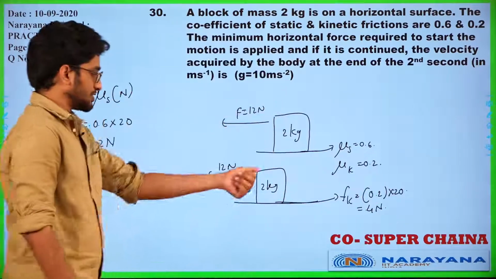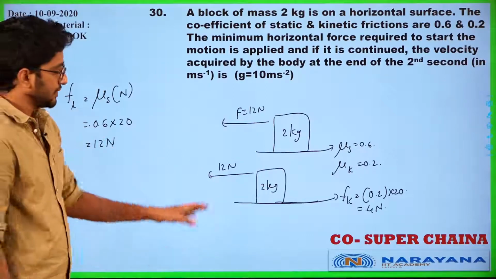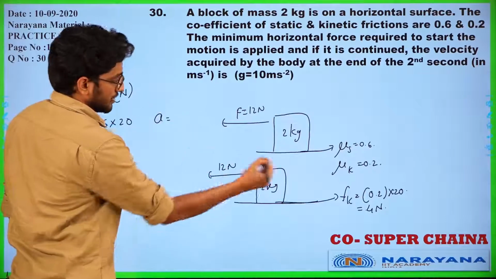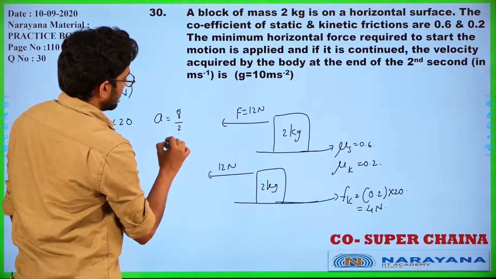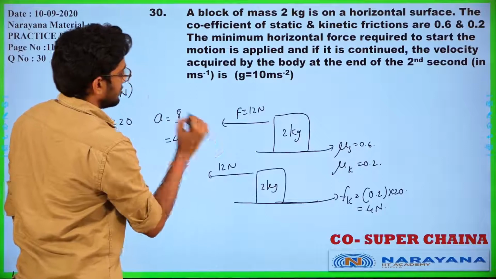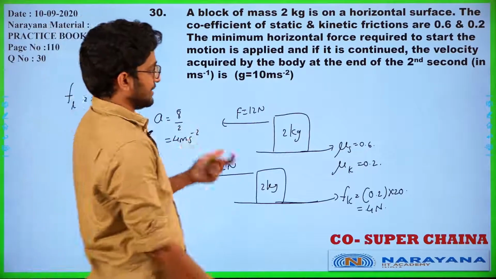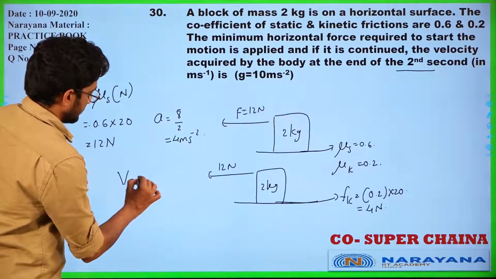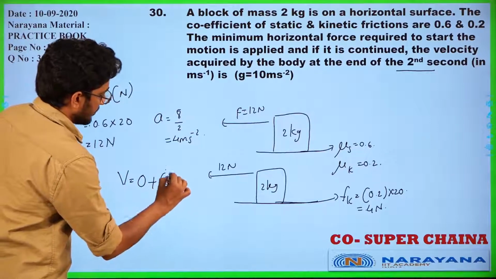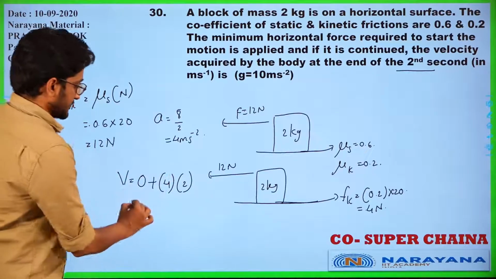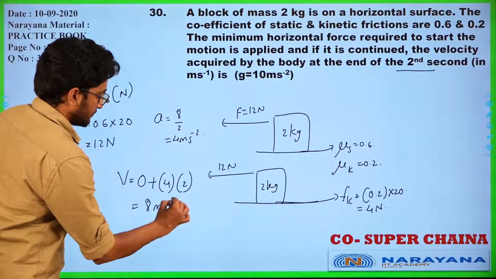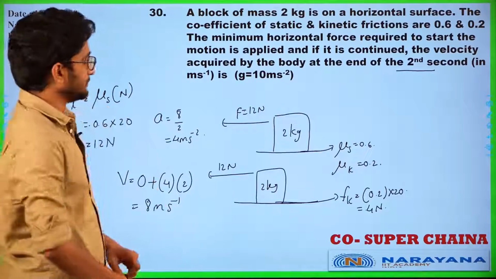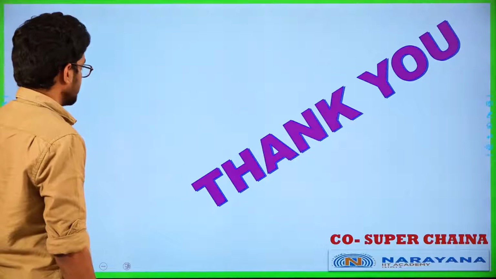Okay. So there is 12 newtons applied and 4 newtons friction is acting. So net force is 8 newtons, 12 minus 4. So acceleration of the block is, net force 8 by 2, 4 meter per second square. Now what do we need? Velocity acquired by the body at the end of second. Velocity after 2 seconds. V equals u plus at. U is 0, a is 4 and time is 2 seconds. Okay. So that is 8 meters per second. Okay. Once it starts the motion, the friction acting will be kinetic friction. Okay. Yep, thank you.